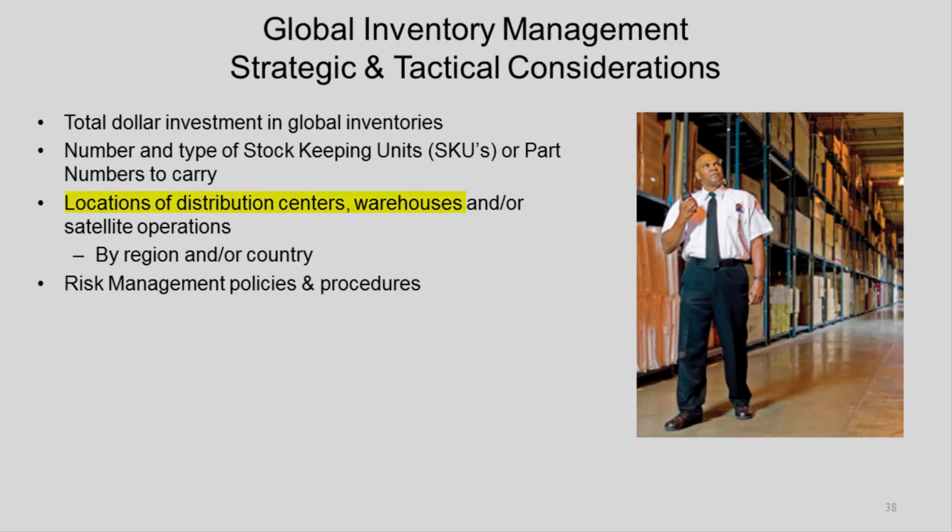Third bullet point, locations and distribution centers, warehouses and/or satellite operations. We saw this when we were talking about DRP. That's that distribution network. Where are they? How big? How are those facilities configured? Are they racked for pallets? Is it more of a conveyor situation for e-commerce fulfillment? So many different questions by region and/or country. And because we're dealing with dollars here at the end of the day, risk management, policies and procedures. How do we protect our inventory around the globe in different markets when our goods are in our hands and the hands of third parties?